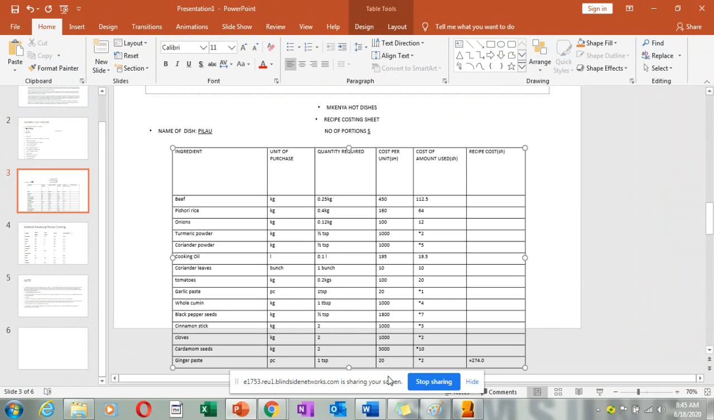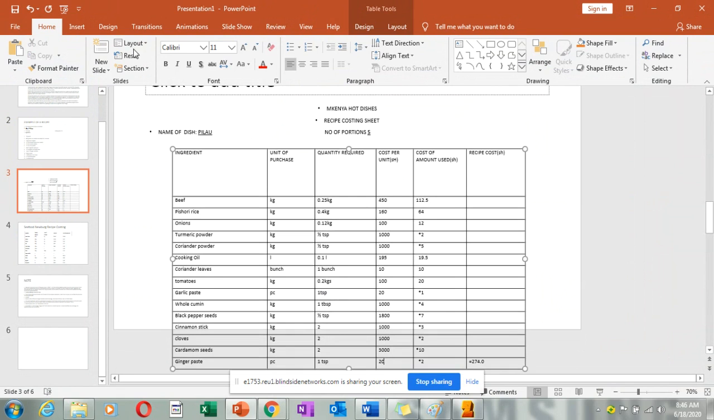So these ones will be sold in kilograms or grams in the supermarket. So the unit of purchase here is a kg. And you can see that the amounts are very high. The prices are very high because, of course, they're spices, they are more expensive. All right. Now, if you go back and look at the cost per unit for meat is 450, and then you take that 450 times 0.25, and you get 112.50 cents.